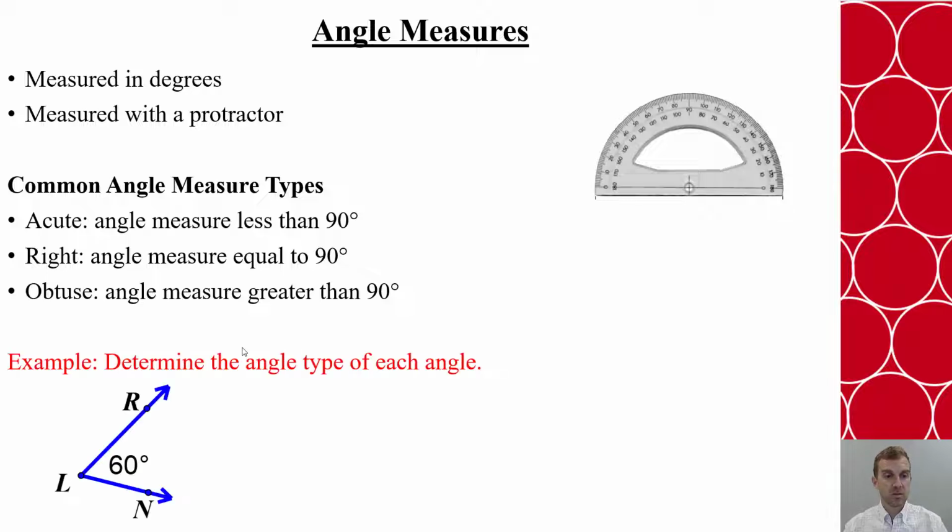So if we look at some images here, this is a 60-degree angle. So angle RLN would measure 60 degrees and be acute. Here, this symbol tells us that this is a right angle. So angle DAE is a right angle.